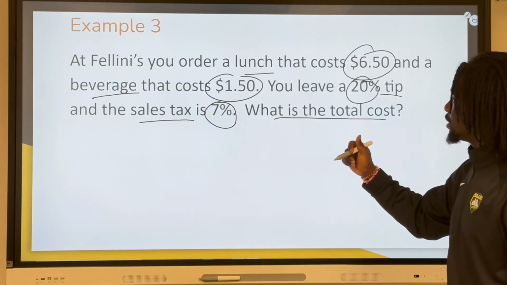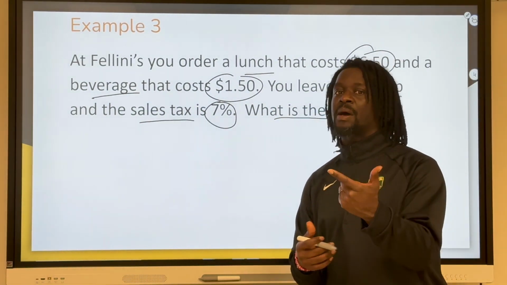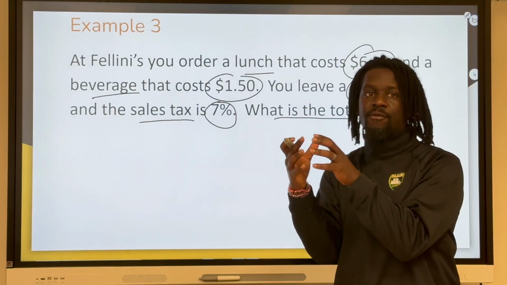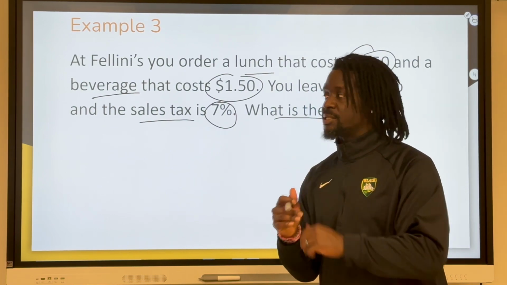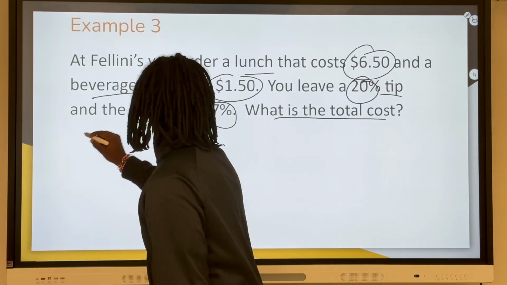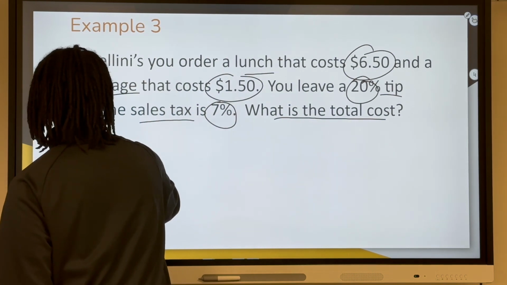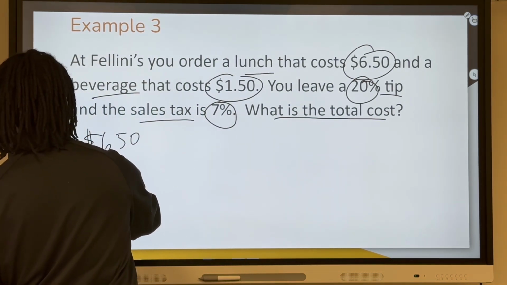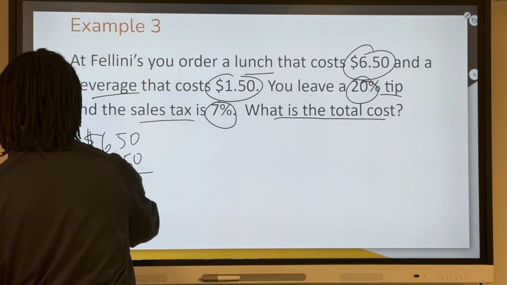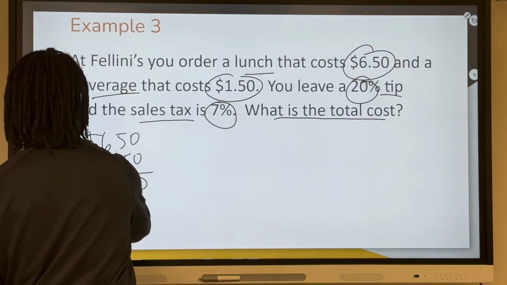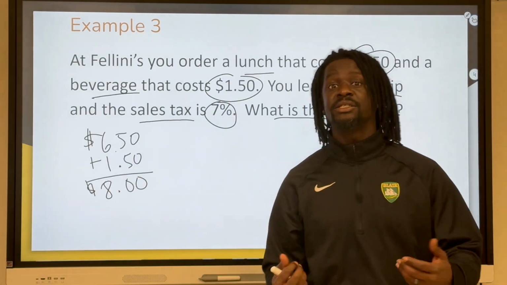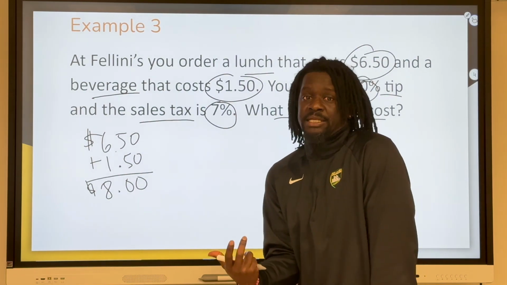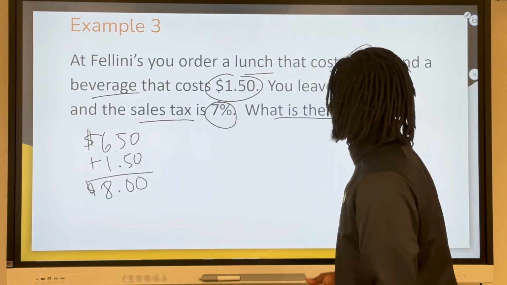Again, in this one, right, I have my lunch and my beverage that are separate. So I have to make sure that I account for both of them, okay? So $6.50 is the lunch. The beverage is $1.50. So I'm going to add those, and when I do, I get $8, and that is the original price before the sales tax and the tip.